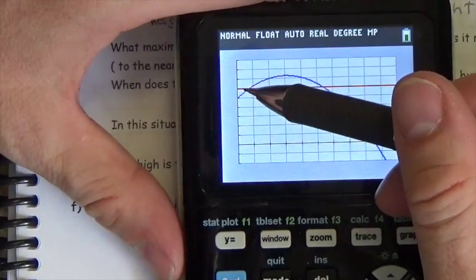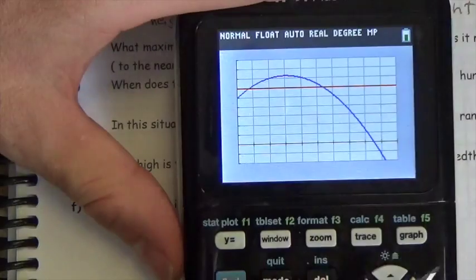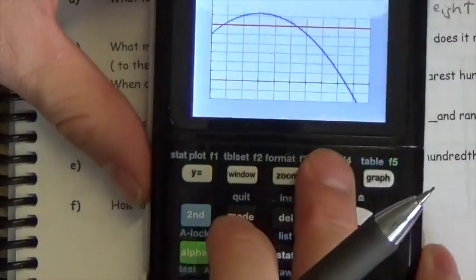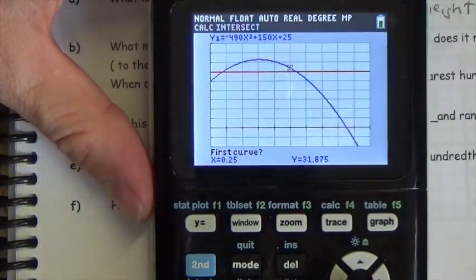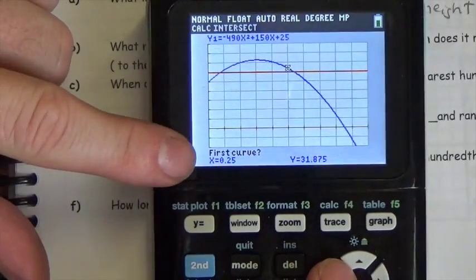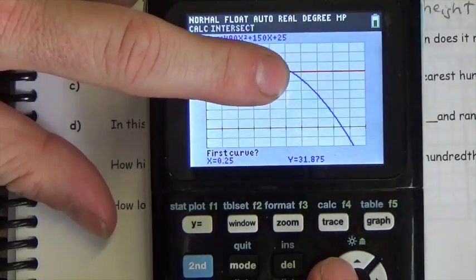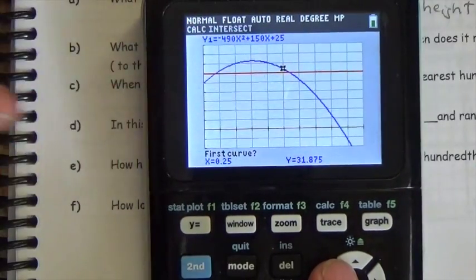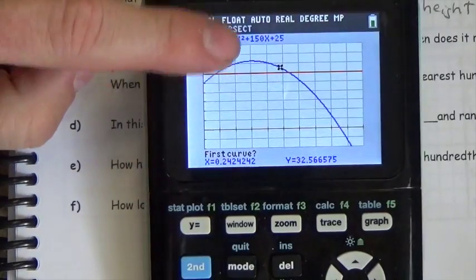So what I've got to do is figure out when it first crossed it and when it comes back down. So I'm going to go back into my trace menu, my calc menu here. This is where I'm going to use intersect. Now the calculator asks for the first curve and the second curve. As long as the cursor is close to one of those points of intersection, that's what it's going to find. So I'll just move a little bit away so you can see this.